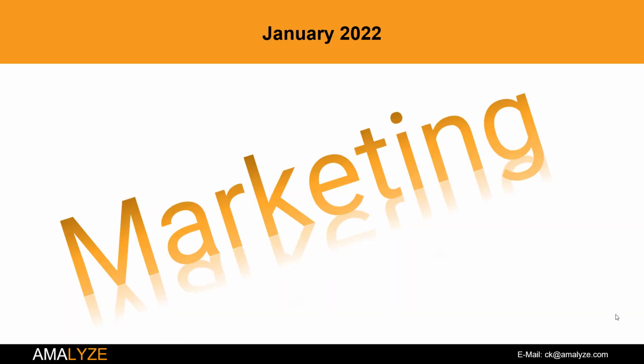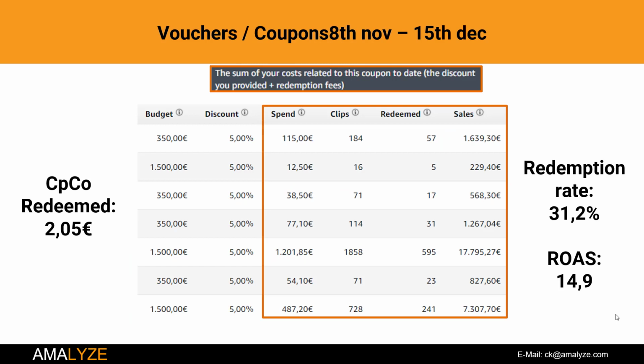Then at the end we need to talk about marketing. Marketing has been absolutely going crazy in the last 4 months, of course through Black Friday and Cyber Monday, you all know that. We will go into a bit more detail on the coupons. CPCO, what should it be? Yes, the cost per coupon redeemed is €2.05, calculated from the nearly 970 redeemed coupons and the spendings, including the redemption fees, of course. And we have over 3,000 clips, but you're not paying for the clips, you're only paying for the redeemed ones.